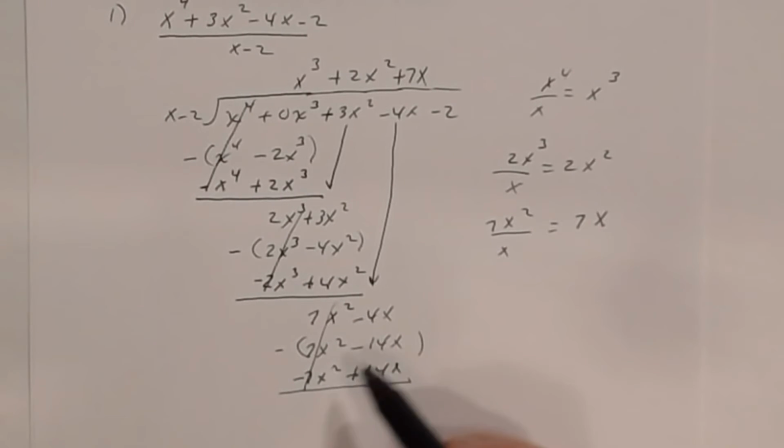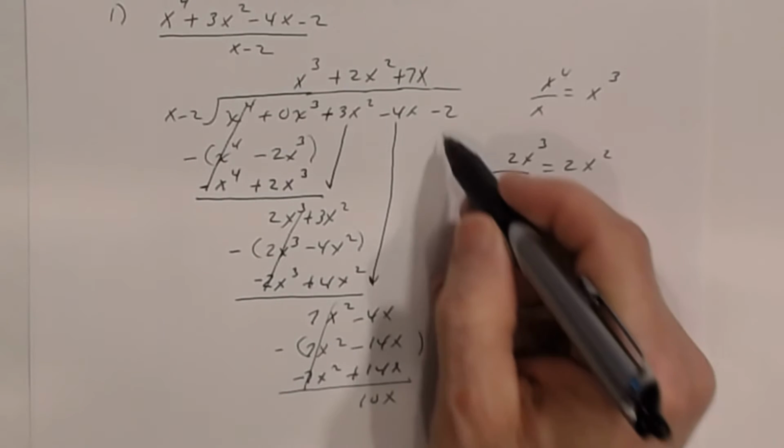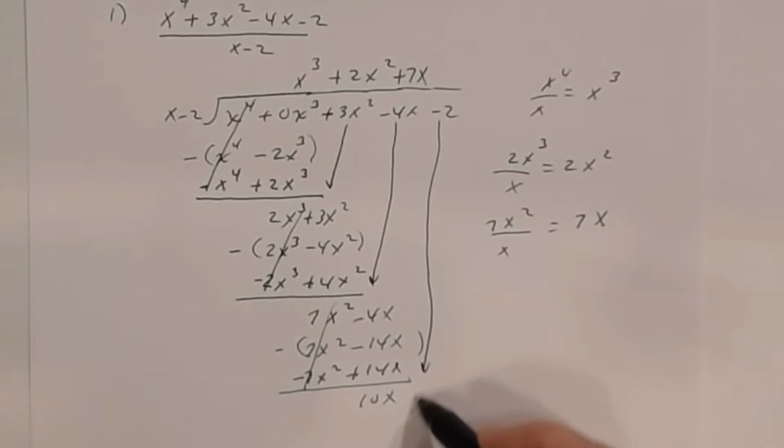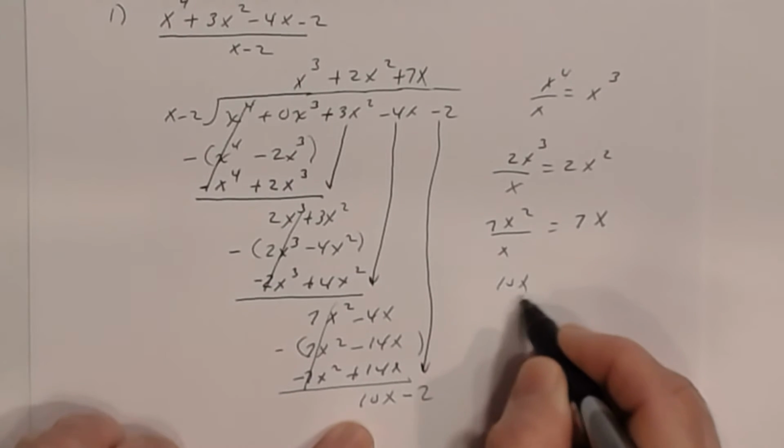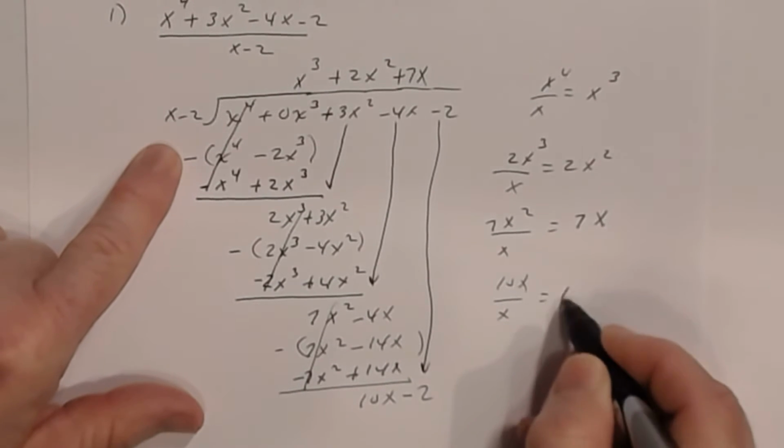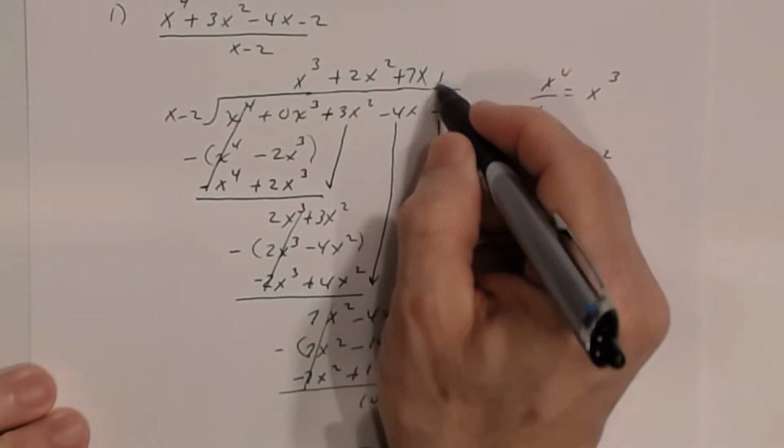Negative 4x and a positive 14x is 10x, and then you bring down the next term. And notice the degree here is 1. The degree here is 1, so I continue. So I'm saying 10x divided by x gives me 10. So I'm going to say plus 10.